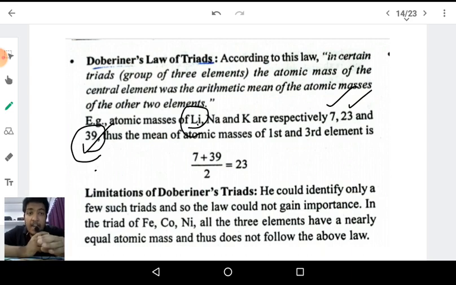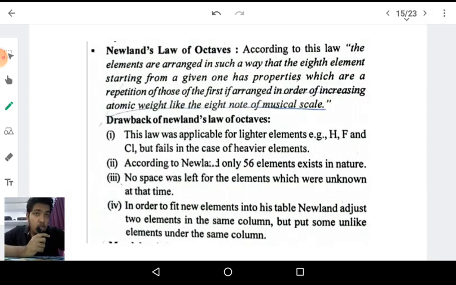However, he could identify only a few such triads, so the law could not gain much importance. In the triad iron, cobalt, and nickel, all the three elements have nearly equal atomic mass, and hence this particular law was disproved. Then came the next law, which is known as Newland's law of octaves.